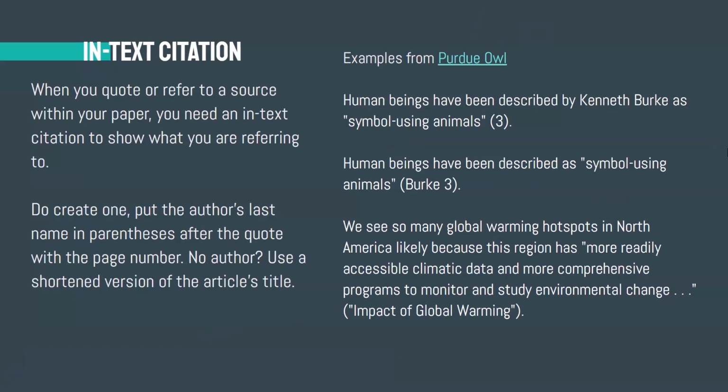Usually, though, you will use direct quotes, so all of these are in quotation marks. And you put the author's last name in parentheses afterward with the page number, or in this case, you write the author's name within the sentence and then just put the page number in parentheses afterwards. The last example is when there is no author's name. This actually happens quite frequently, so don't panic. Just use the title or a shortened version of the title in parentheses after the quote.